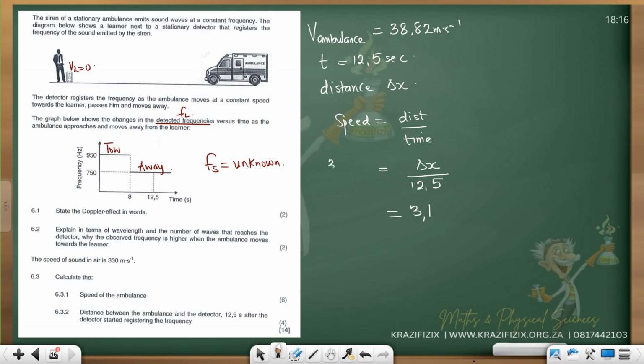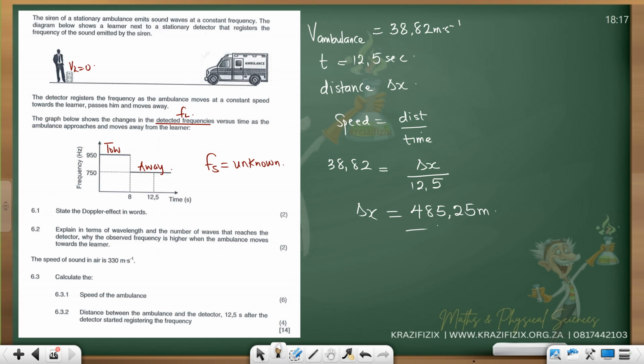What is the speed? 38,82. Please cross multiply and give me an answer. I'm tired today. 38,82 times 12,5. All right, there it is. We are looking for the distance. So please think beyond Doppler. Think physics.